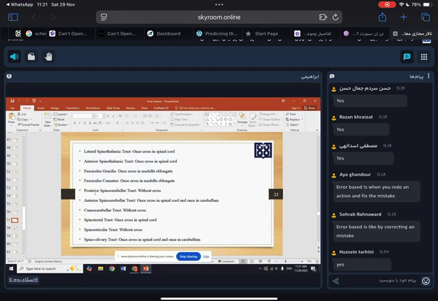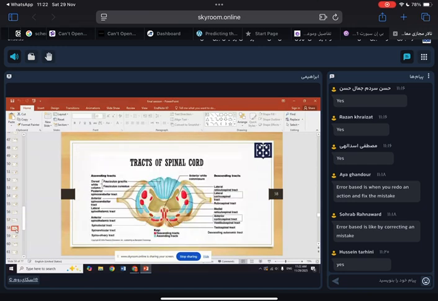Or I told you, posterior spinocerebellar tract without any cross. Or anterior spinocerebellar tract, one cross in spinal cord and another one in the cerebellum. I told you we have two cross in anterior spinocerebellar tract. Cuneocerebellar without crossing, spinotectal one cross in spinal cord, spinoreticular without cross, and spino-olivary, again, one cross in spinal cord and again another cross in cerebellum. I told you in the slides, and this was the summary.